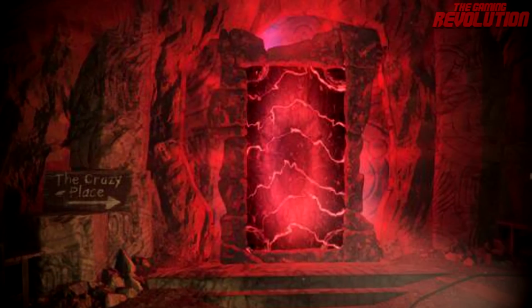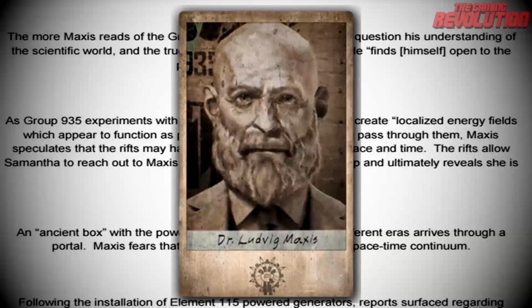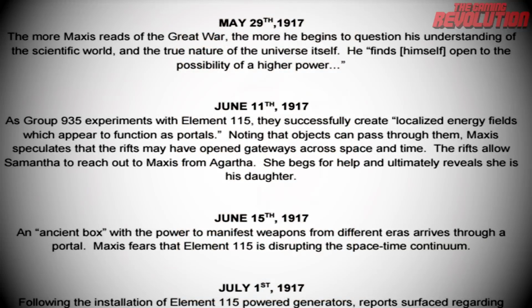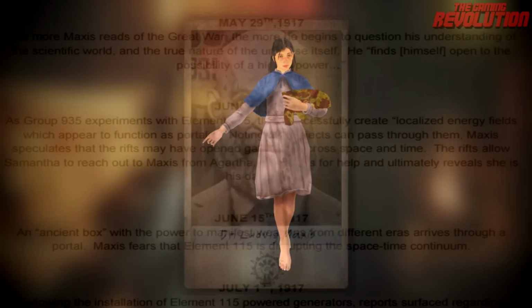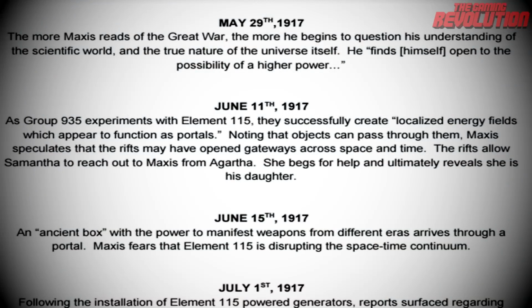On June the 11th, 1917, as Group 935 experiments with Element 115, they successfully create localized energy fields which appear to function as portals. Noting that objects can pass through them, Maxis speculates that the rifts may have opened gateways across space and time. The rifts allow Samantha to reach out to Maxis from Agartha. She begs for help and ultimately reveals she is his daughter.